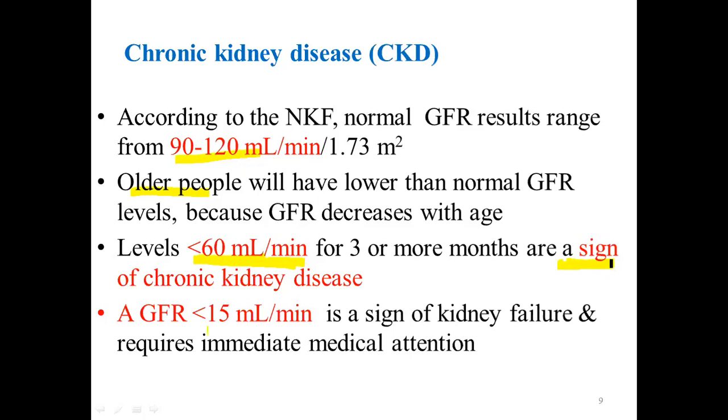If the GFR is actually less than 15 ml per minute, this one we call kidney failure. Like now, at this point, the kidney has totally failed, so there is a need for immediate medical attention in the form of renal replacement therapy. Renal replacement therapy at this point could be either dialysis or transplantation. So those are the two options. This is the advanced stage of the disease, where the kidney function is no longer working and there is a need for an artificial kidney or transplantation.